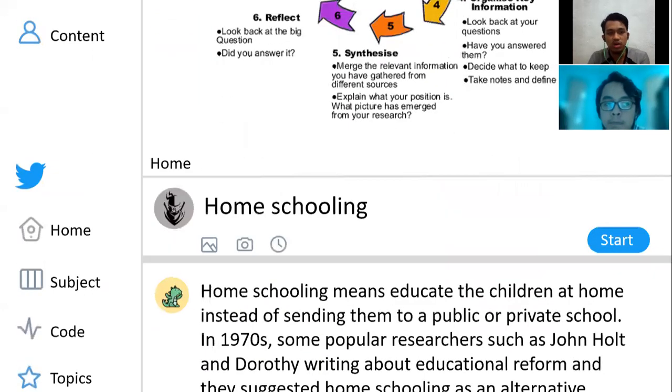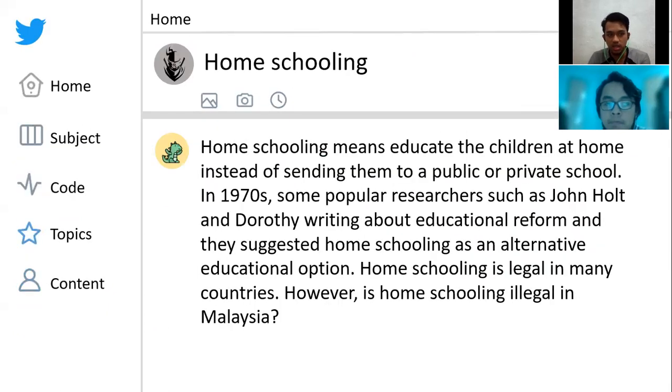There are two types of independent study that we will focus on in our presentation. The first one is homeschooling. Homeschooling means educating children at home instead of sending them to a public or private school. Homeschooling started in 1970, when popular researchers such as John Holt and Dorothy wrote about educational reform, and they suggested that homeschooling is one of the best alternatives for education. Homeschooling is legal in many countries such as the US, but is homeschooling illegal in Malaysia?